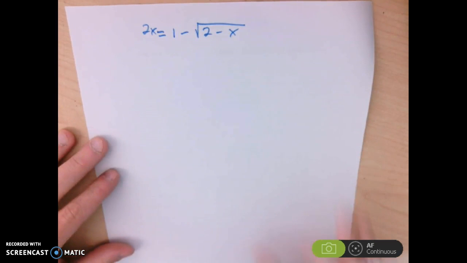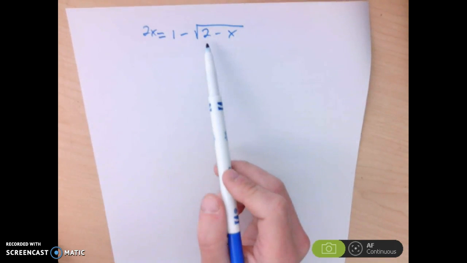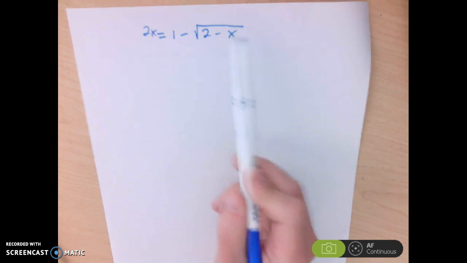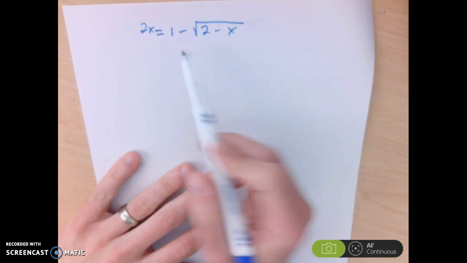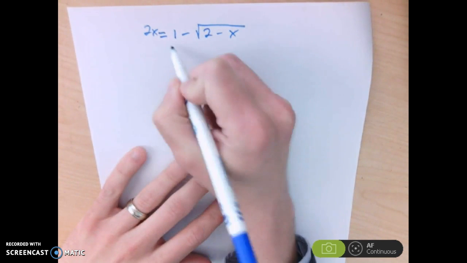Okay, on to the next example. I have 2x equals 1 minus the square root of 2 minus x. So now I need to figure out how to get rid of this square root. So the first thing I need to do is get everything else onto the other side. So let's just subtract 1 from both sides, minus 1.